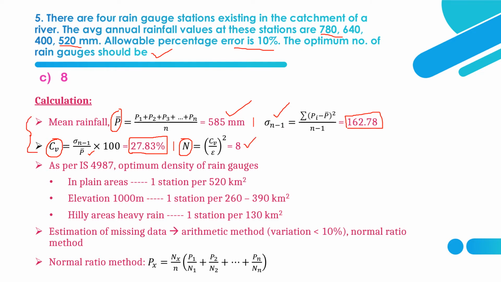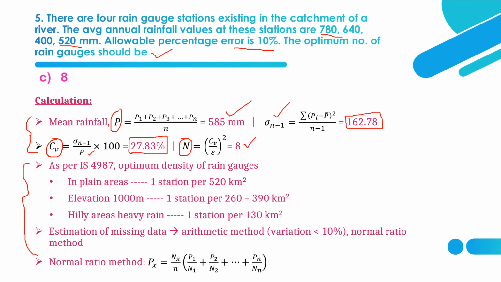So this is how we have to calculate the optimum number of rain gauges. First step, mean rainfall; second step, standard deviation; third step, coefficient of variation; and fourth step is the final formula N, the optimum number of rain gauges. Now let's see other things about the number of rain gauges.